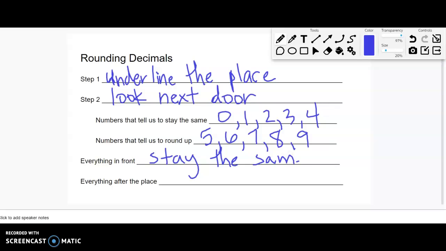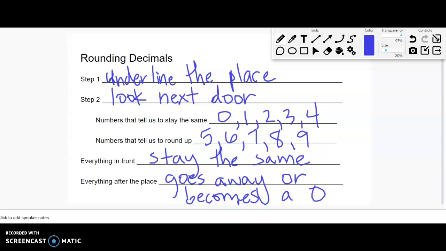And everything afterward either goes away or becomes a 0. That's one difference, is that they can go away because 2/10 is equal to 200 thousandths. And I'll show you what I mean if that is confusing.